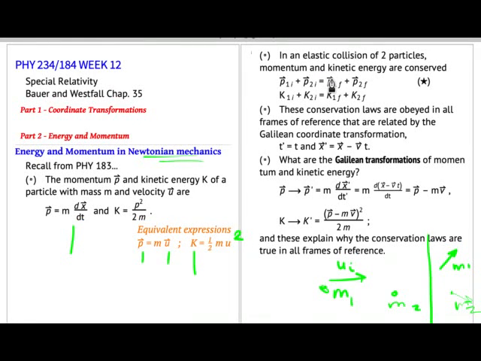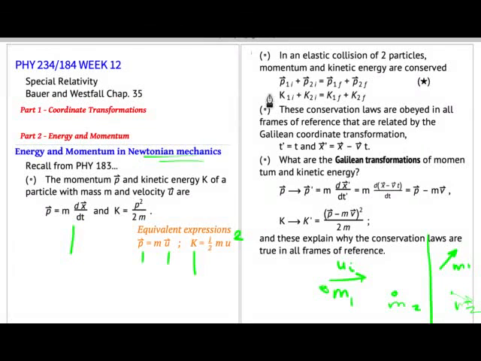And that will be P1F plus P2F minus 2mv, or that's P1 prime plus P2 prime F. So in other words, if you have the conservation of energy in some frame of reference, and you make this Galilean coordinate transformation and this corresponding transformation of the kinetic energy and the momentum, you'll also have conservation of momentum and energy in the other frame of reference, the frame of reference in which the observers are moving with a velocity v.